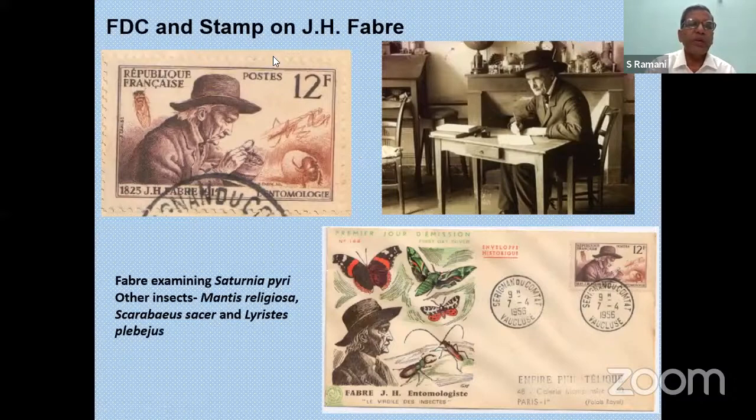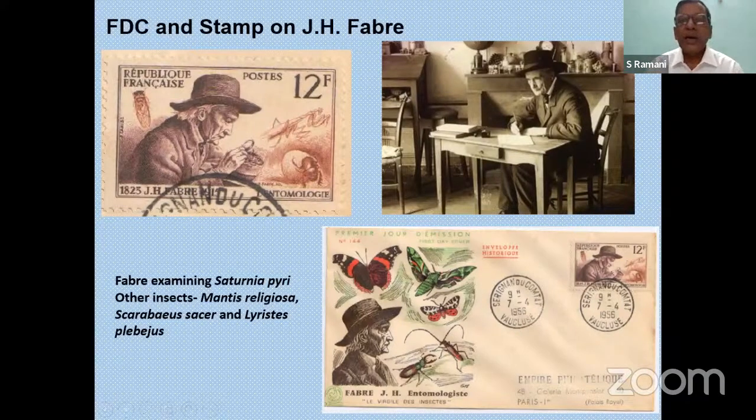The one great thing about this particular stamp is that every insect that is featured here can be recognized. You can see here, he's actually examining, using a magnifying lens, Saturnia pyri. And this is Mantis religiosa. This is Scarabaeus sacer, a dung beetle. And this is Lyristis plebejus, a cicada. So all of them can be recognized with their scientific name just with this stamp itself. So that is the greatness of the stamp, and also of this beautiful first day cover that was produced in 1956.